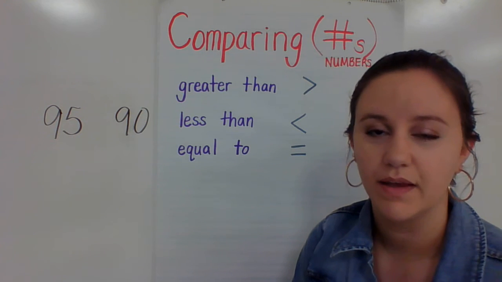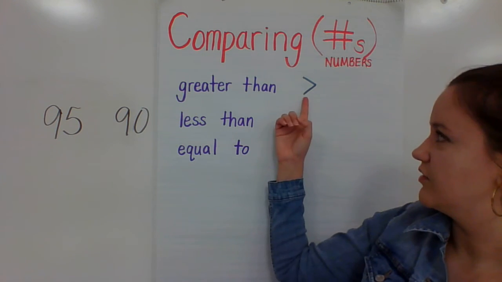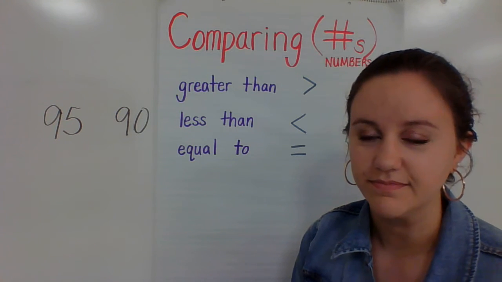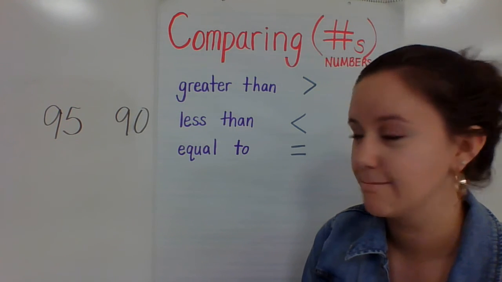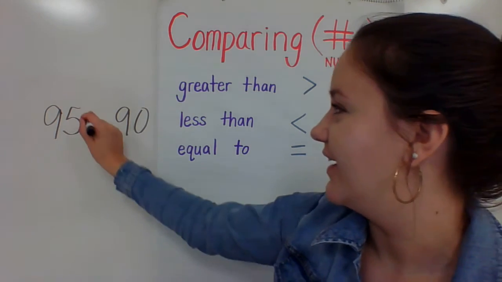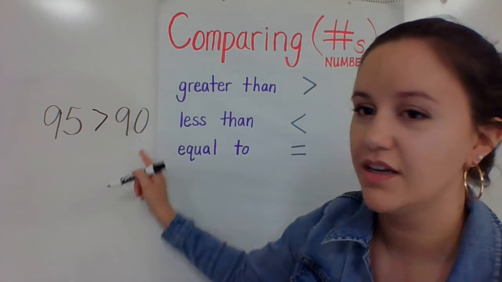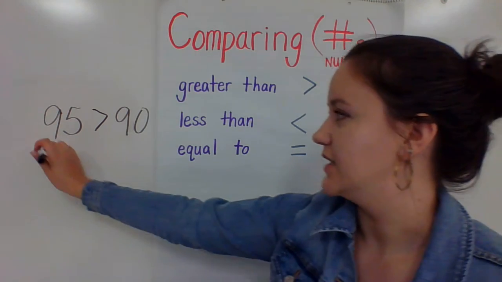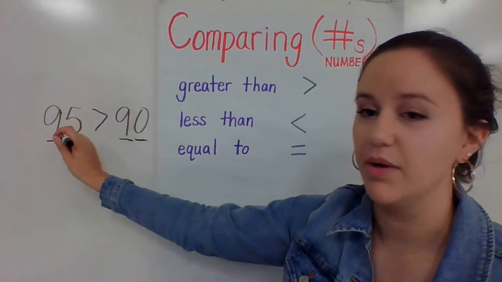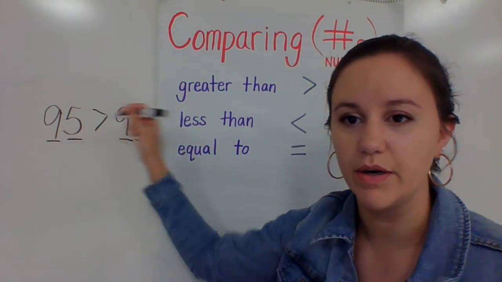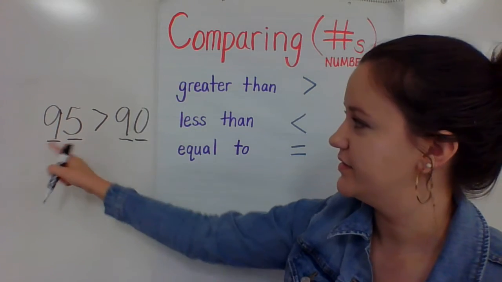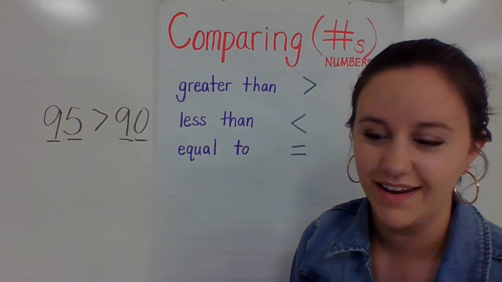95 and 90. Compare those two. Greater than, less than, or equal to. 95 is greater than 90 because they have the same amount of tens. So now I look at the ones. I'm comparing 5 ones and 0 ones. I'm comparing 5 and 0. And 5 is greater than 0. So 95 is greater than 90.